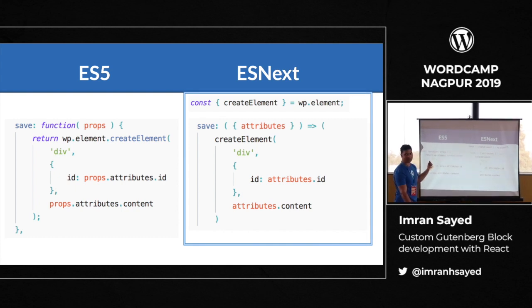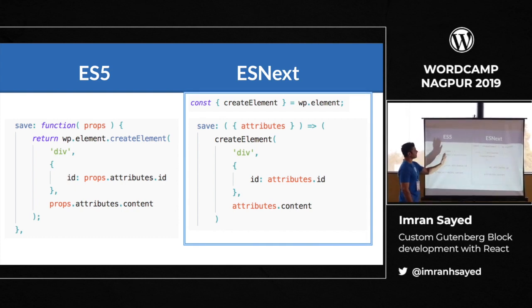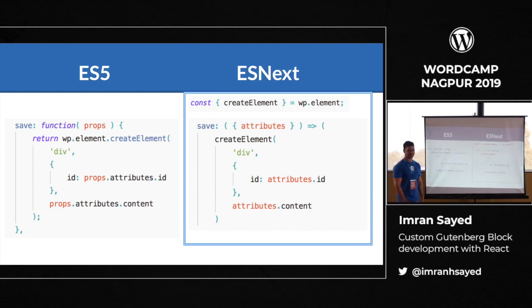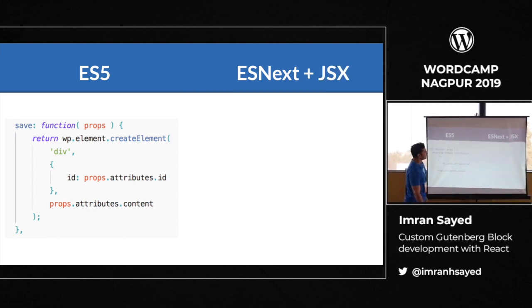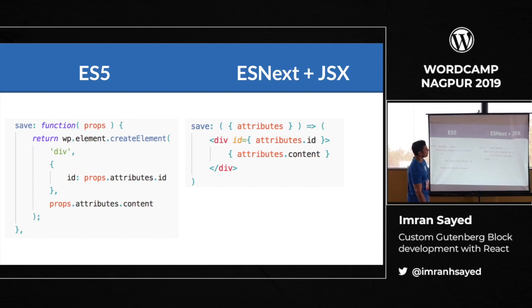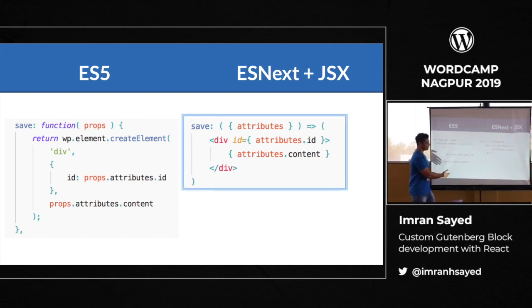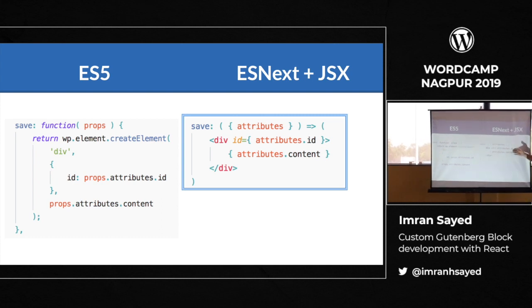Okay, so let's get back to the same example. Earlier we learned that we can write ESNext and shorten our syntax and make it easy for ourselves. Now let's add JSX into this and see how it looks. So ESNext plus JSX. This was almost 5 to 6 lines of code, and how long is this? Just 3. Isn't that brilliant?